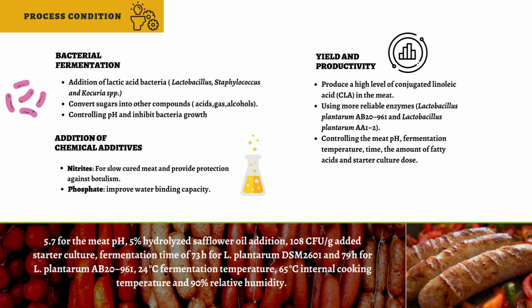The things that we could do to increase the yield and productivity of the fermented sausage are controlling the meat pH, fermentation temperature, time, the amount of fatty acid, and the starter culture dose. At the bottom is an example of optimized sausage production in the food industry.